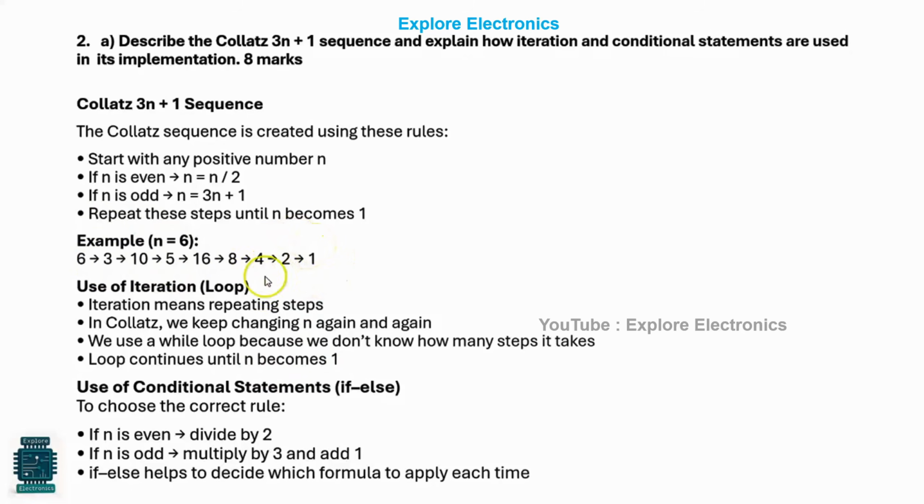Very clear with it? Use of conditional statements, that is if else. We are using if else statement to choose the correct rule. Let us see, if n is even, divide by 2. Here we have n is even. I am dividing the n by 2. Clear? If n is odd, multiply by 3, and I am multiplying the n by 3 and adding 1.